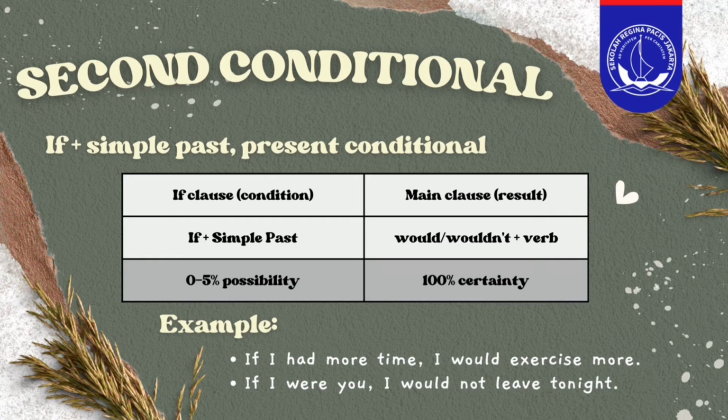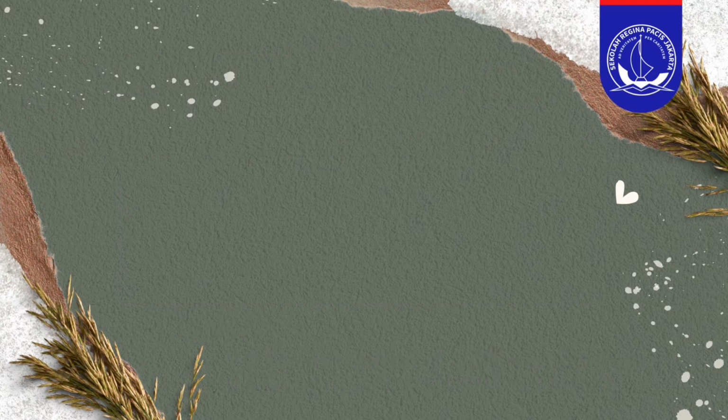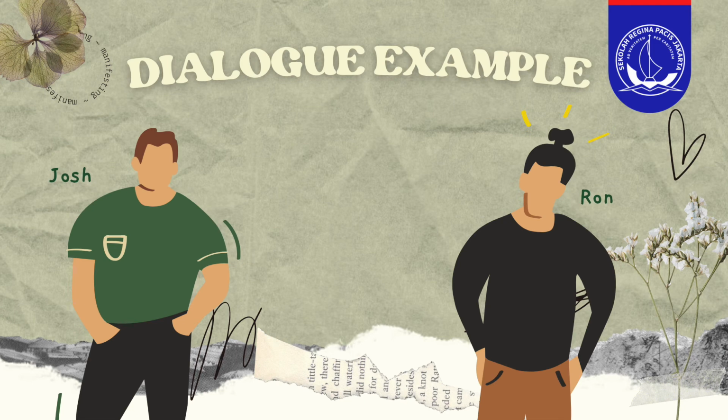So for the if clause or condition, if this thing happened, and the main clause or result, that thing would happen. For example, if I had more time, I would exercise more. If I were you, I would not leave tonight. Now, I will give you an example of a second conditional dialogue.